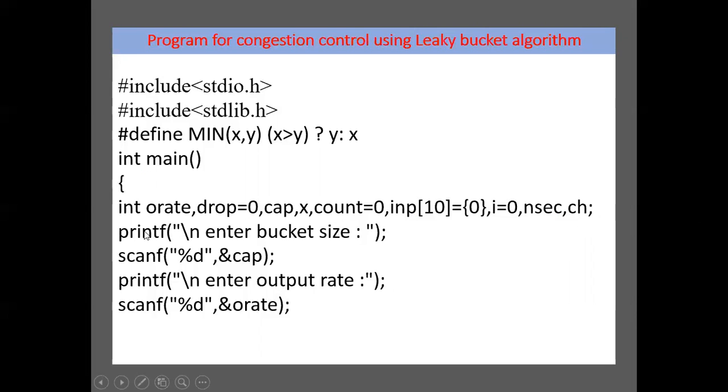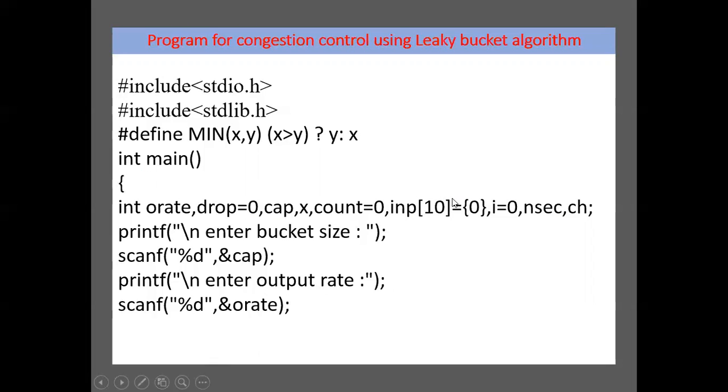So first, in the beginning, printf, enter the bucket size. Whatever bucket size we are going to enter, we are storing that in cap. Here in cap, we are getting the bucket size. Printf, enter the output rate. Whatever the output rate we will mention here. For example, for 1 second, if you want to send 2 packets at a time or 3 packets at a time, those details we need to mention in o rate, the output rate.